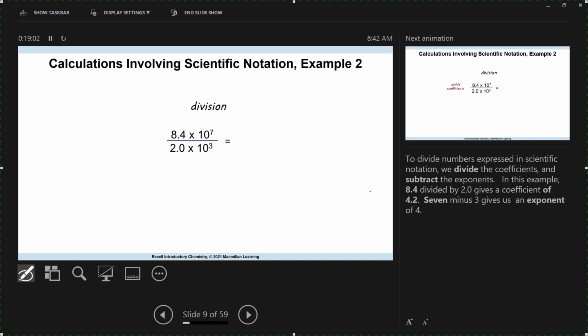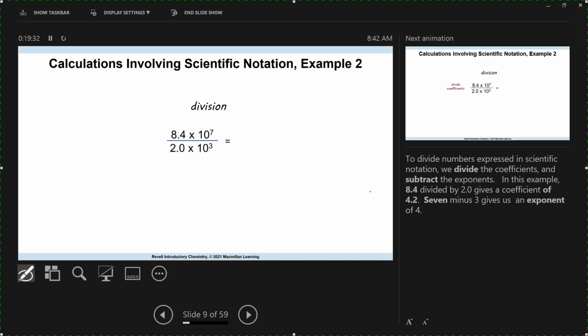All right, so what'd you get for this one? 10 to the 10th? Did you use your EE key, or did you use, see, you did the old school way. Try it again, because you don't need parentheses if you use the E key. So just do 8.4 E7.